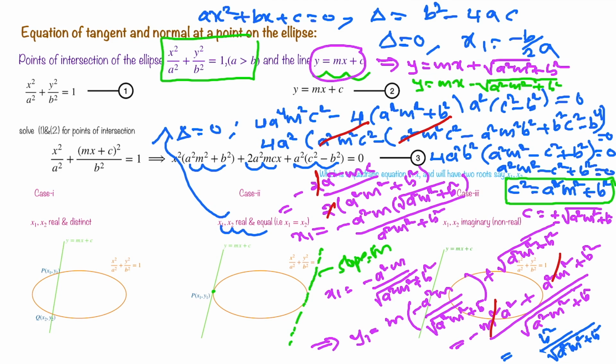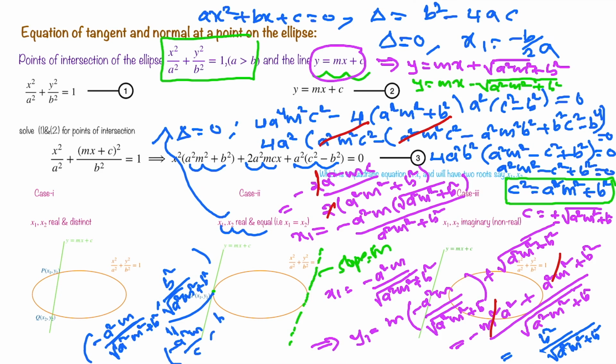So the point of contact is going to be minus a square m by under root a square m square plus b square, comma, b square by under root a square m square plus b square. If you want to write it in terms of c, where we have taken c as under root a square m square plus b square, it will be minus a square m by c comma b square by c. This will be the point of contact.